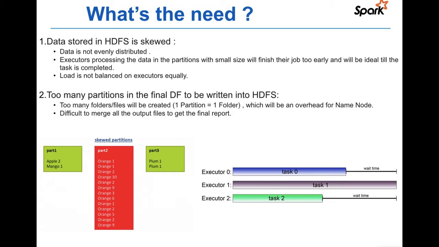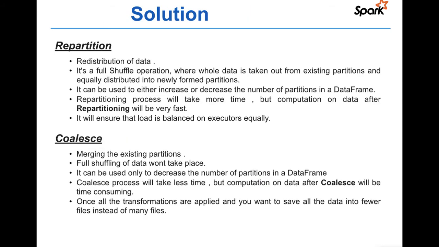If there are too many partitions, then when we write the data into HDFS, so many folders will be created to store the data, which will be an overhead for the name node, as more space will be consumed to store the metadata information for each folder and the files inside the folders. Now the solution: the solution to the first problem is repartition and the solution to the second problem is coalesce.